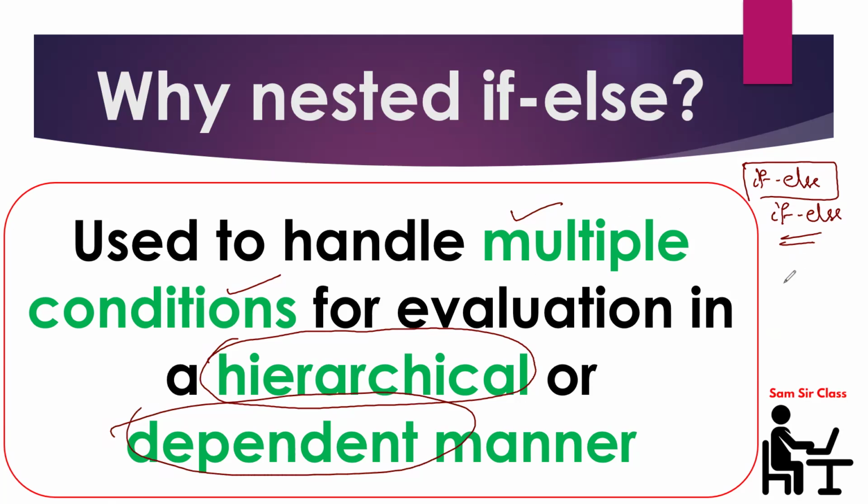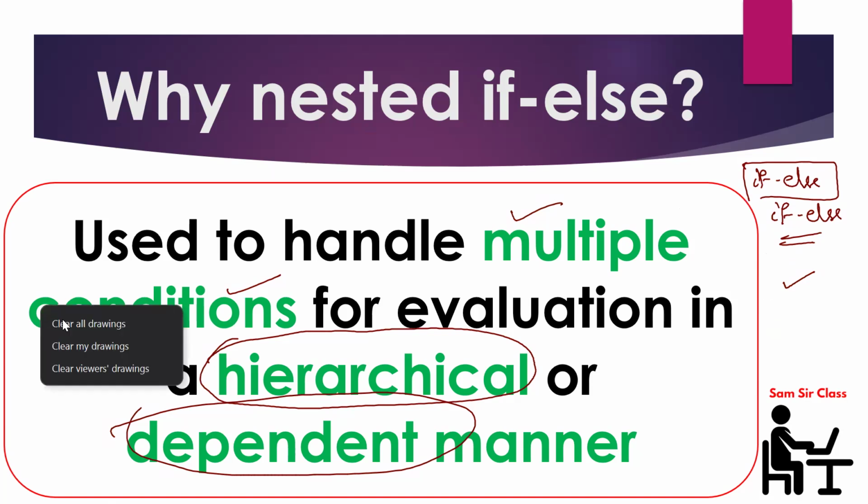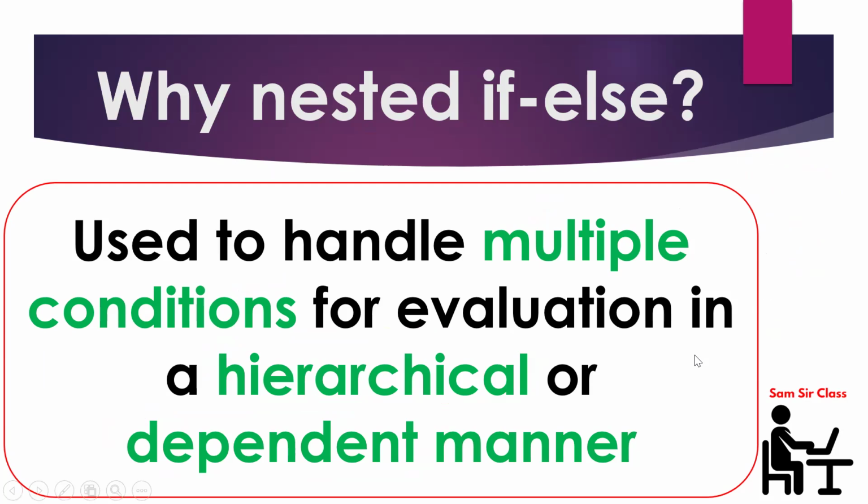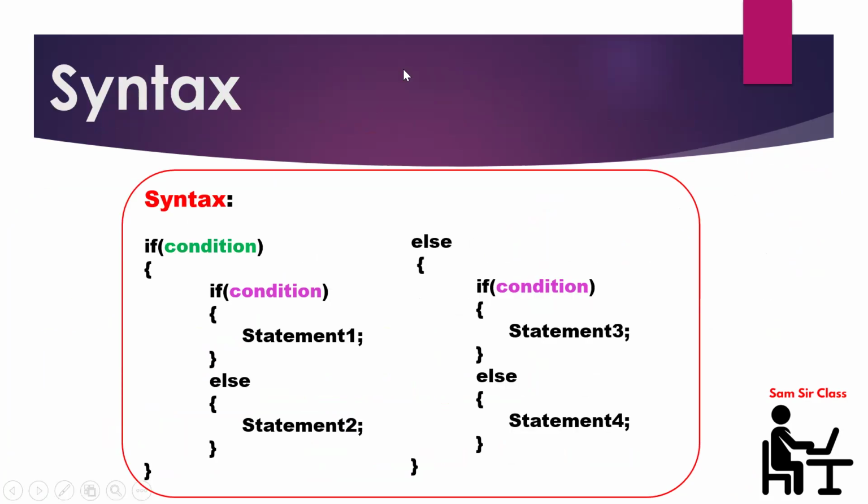That means the inner if block will execute or not, that depends on the outer if block. The if block or else will execute or not, that depends on the condition of the outer if block. That means there must be some dependency between the conditions, and in that case you can apply nested if else. Okay. If you go for the syntax, now you can check here.